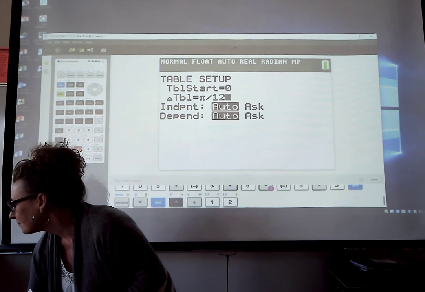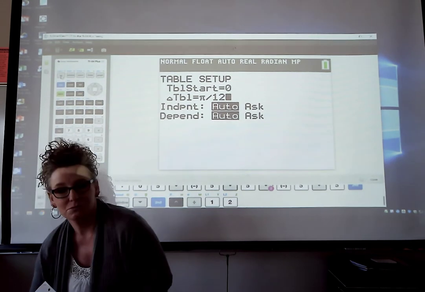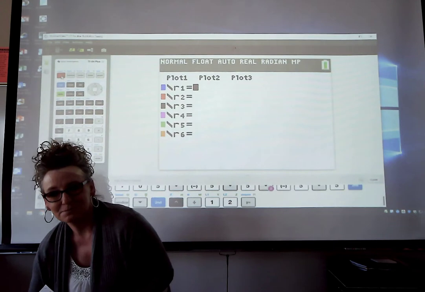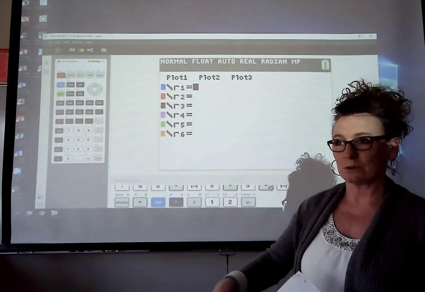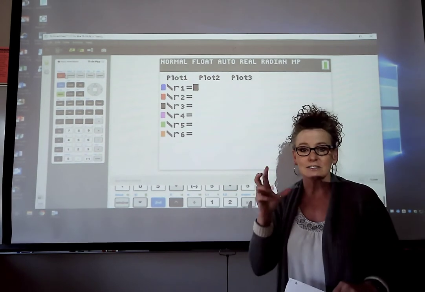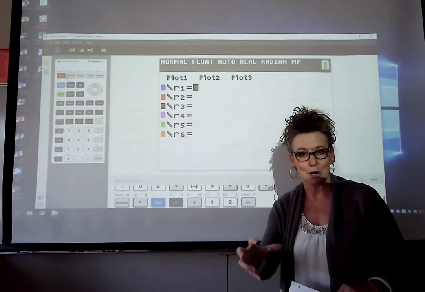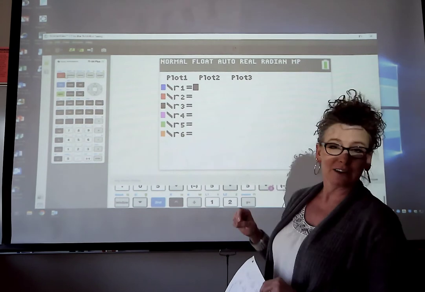There we go. Now, here's what's cool. Hit your y equals. It's not y equals anymore. It's r equals because you already told your calculator, let's graph in polar mode. So now you know what it's expecting from you?